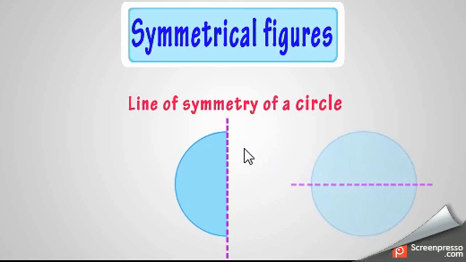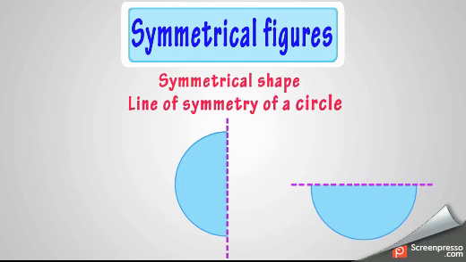And if I draw a horizontal line, it will be a symmetrical figure, and this is the line of symmetry. Now the first half will cover the second part completely. Okay, Mr. Circle, does it have only two lines of symmetry? No, we will see. We have an infinite number of lines of symmetry in the circle.